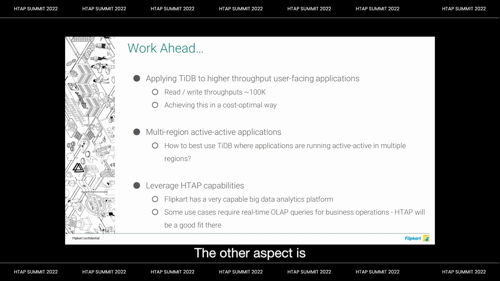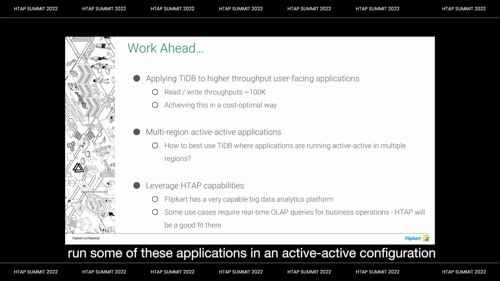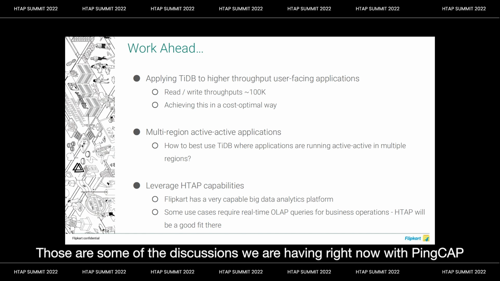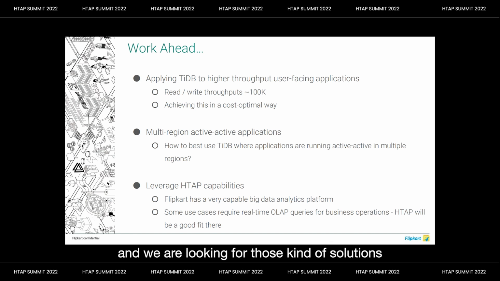And the other aspect is, as I mentioned, Flipkart is running out of multiple regions. We are already running out of 3 regions. And given our business requirements, our business continuity requirements, we would like to run some of these applications in an active-active configuration. Now, when the application is running active-active, what is the right topology or the right way to use the database? How do we deploy and run TiDB in such a case? Those are some of the discussions we are having right now with PingCAP, and we are looking for those kind of solutions.